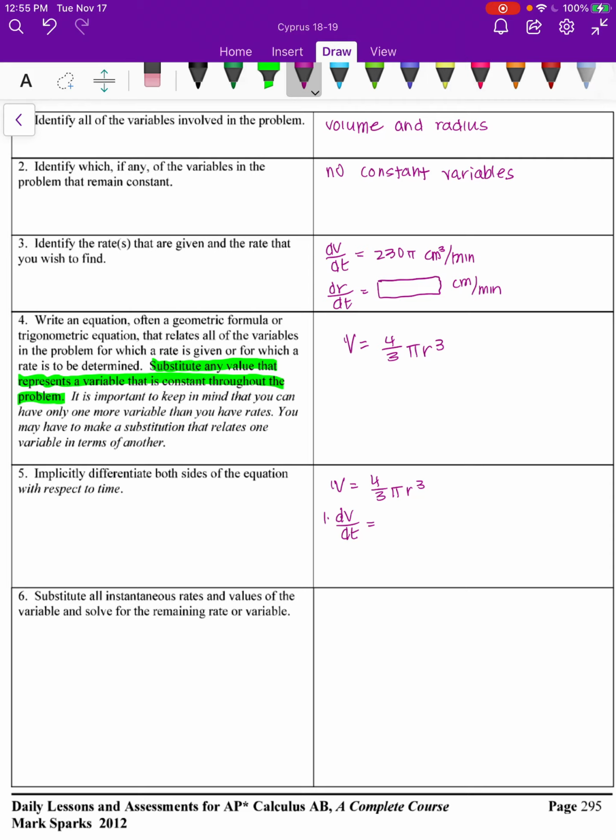Remember that 4/3 pi acts as a coefficient to the variable r. So I take that 3 from the r, multiply it out front to get 4 pi, and then that r goes down to r squared times dr/dt, because r is a different variable. So we have dV/dt equals 4 pi r squared dr/dt.